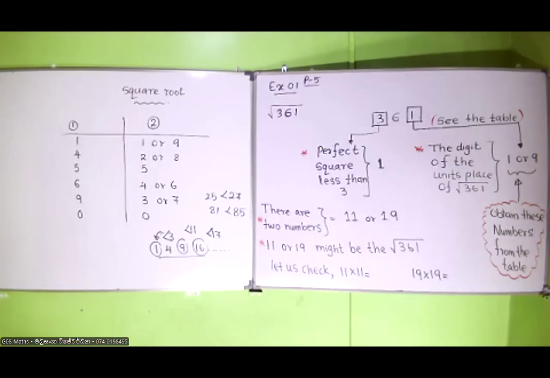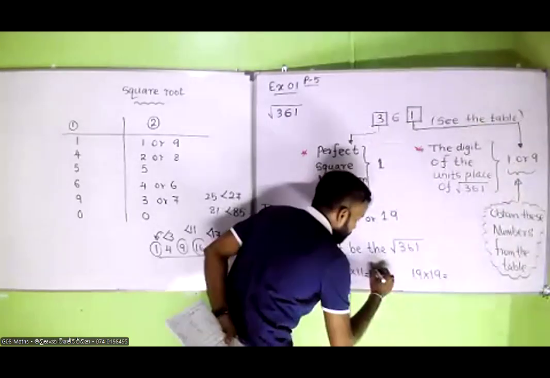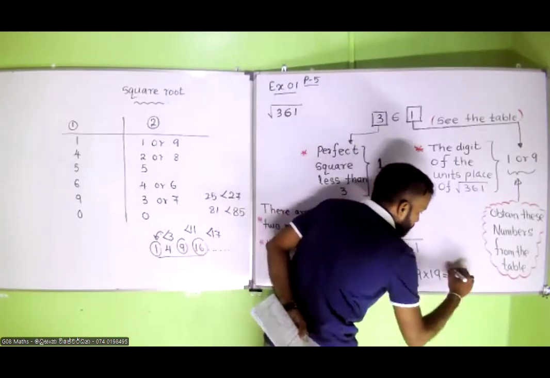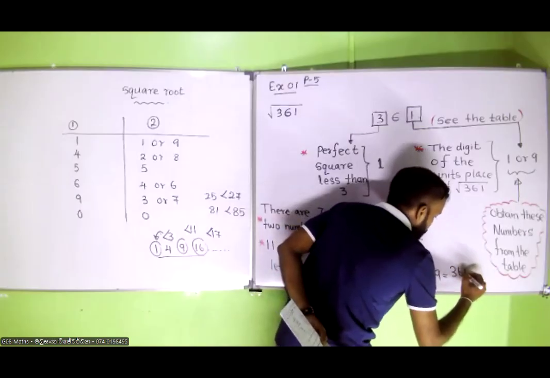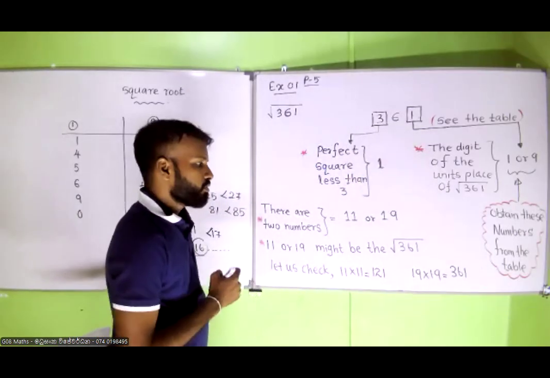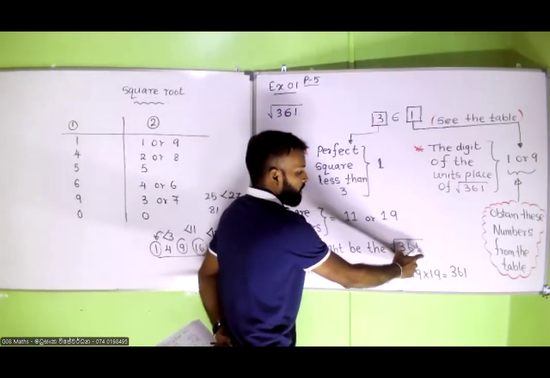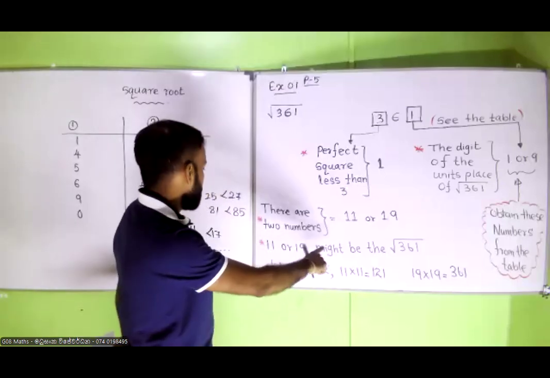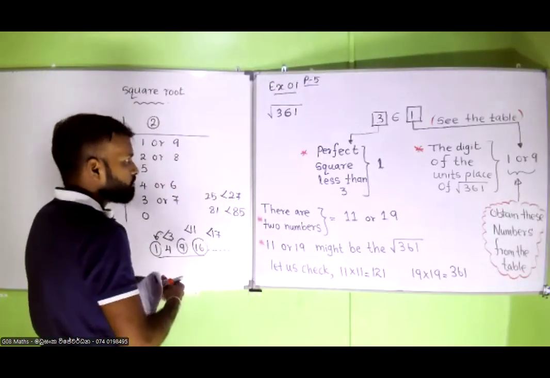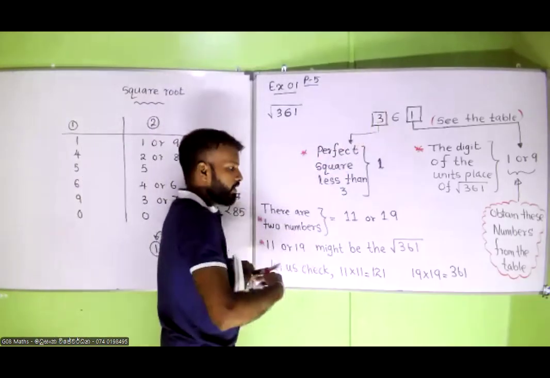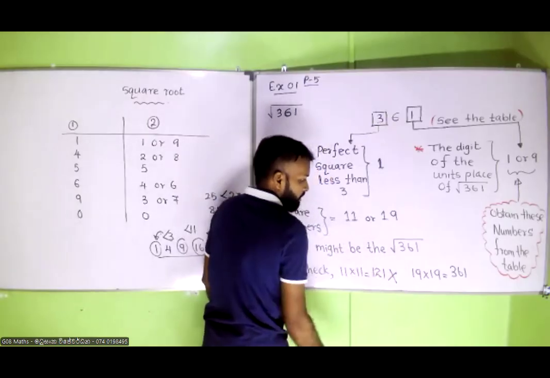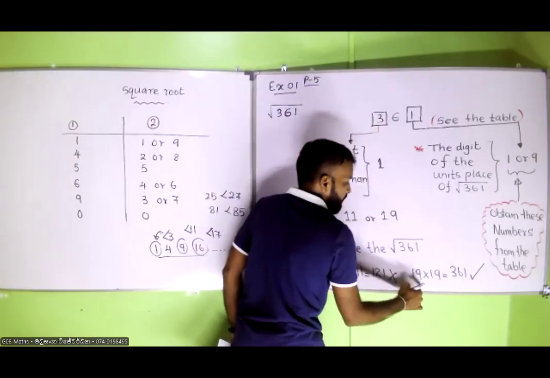Yes, send me the answers. 11 multiplied by 11 means 121. 19 multiplied by 19 is 361. So finally you can write the square root of 361 is what? 19. Since I do not have enough space here, this cannot be taken. So this is the correct one. So 19 is the square root.